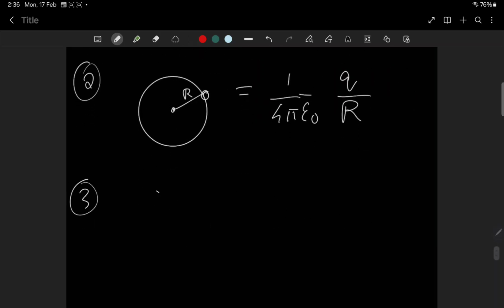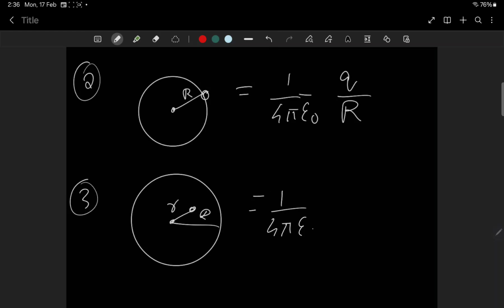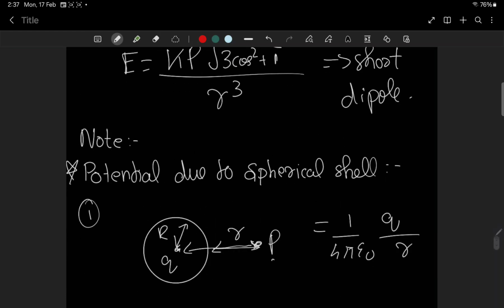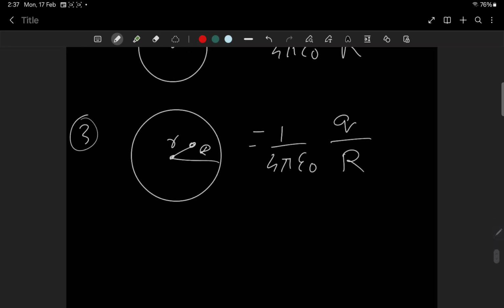If it is inside the sphere, if it were electric field, it would have been 0. But if it is potential, it is the same as on the surface: 1 by 4 pi epsilon 0, Q by capital R. This is very important. This is the thing to note here. Inside, it is equal to 1 by 4 pi epsilon 0, Q by capital R, where R is the radius of the sphere. Don't forget it.